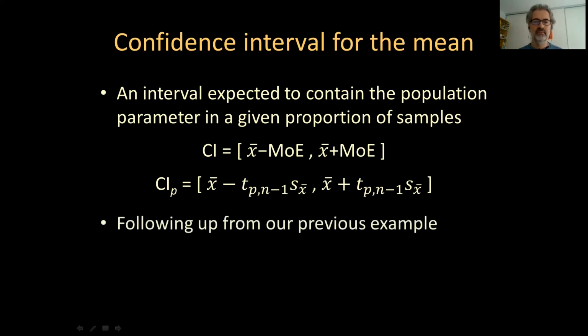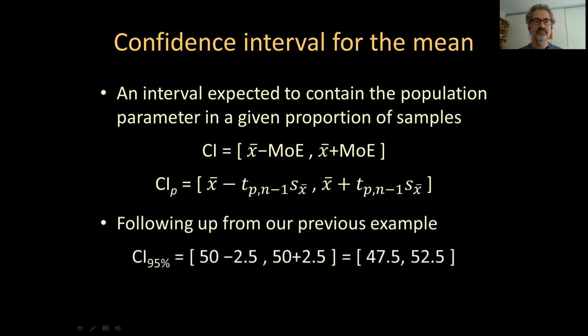And if we follow up from the previous example with actual numbers, the mean of our sample was 50. The margin of error was 2.5. And if we subtract it from the mean and add it to the mean, we come up with a confidence interval, a 95% confidence interval for the mean, which is this one. This is our interval estimate.